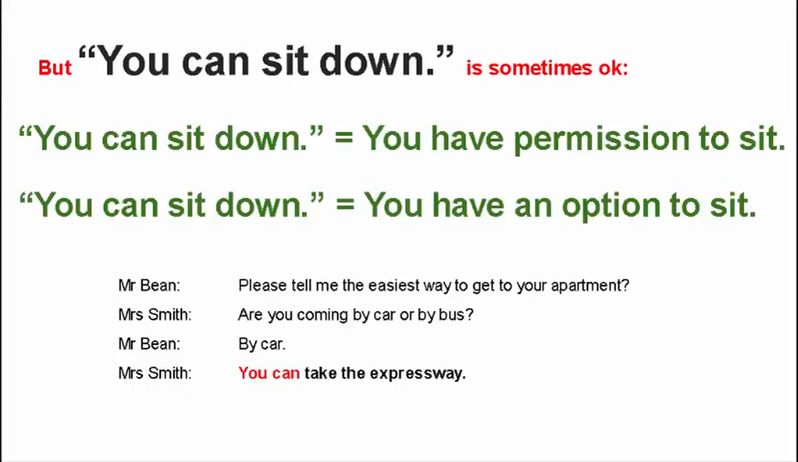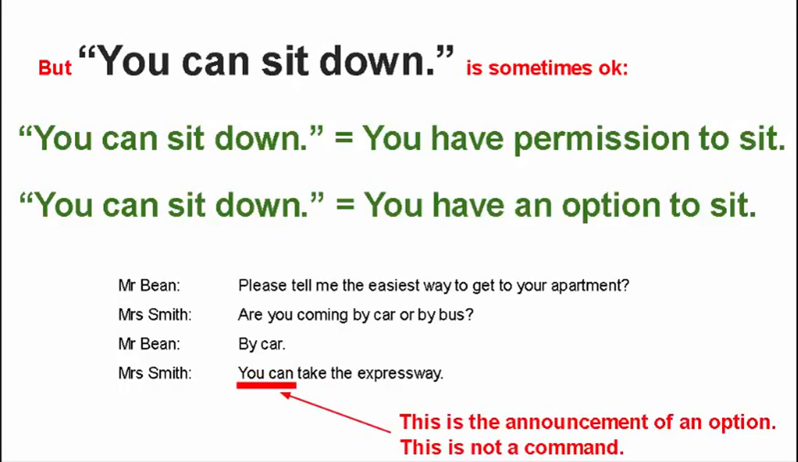So sometimes we use it in this lesson for giving instructions or directions. For example, Mr. Bean says, "Tell me the easiest way to get to your apartment." And Mrs. Smith says, "Are you coming by car or bus?" Mr. Bean says, "By car." So Mrs. Smith says, "You can take the expressway." This is an announcement of an option. It's not a command, so it's not following the rule of the imperative.